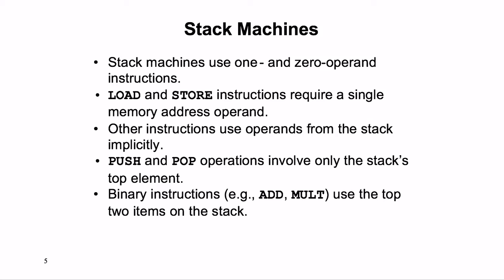In order to perform machine instructions, commonly we use a stack machine. Basically, a stack machine usually uses one and zero operand instructions. For example, the load and store instructions require a single memory address operand. The other instructions use operands from the stack implicitly. For example, the push and pop operations involve only the stack top element, so it's implicitly understood that the element is going to be taken out from the top of the stack. On the other hand, the binary instructions, for example add or multiplication, use the top two items on the stack. We can see some examples later on of how the elements are taken out of the stack to perform the operation.